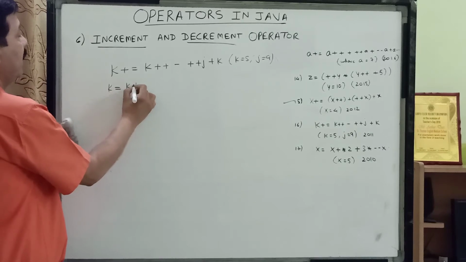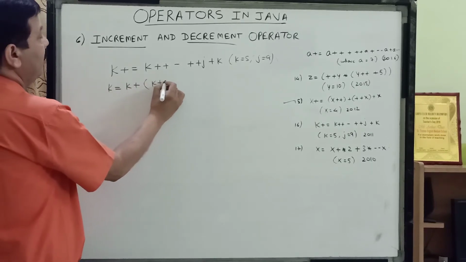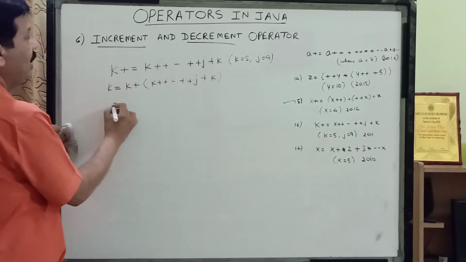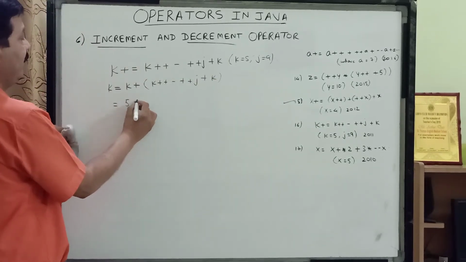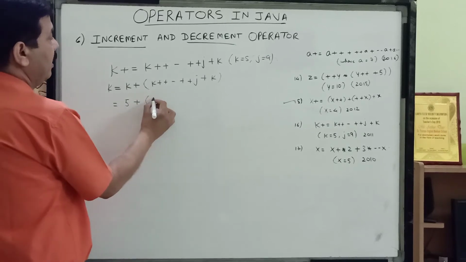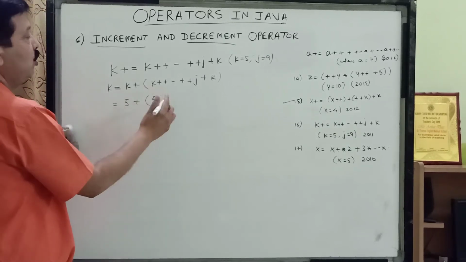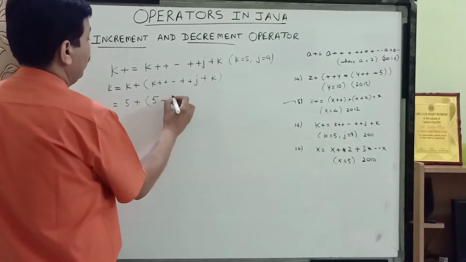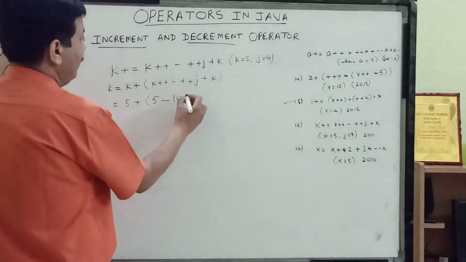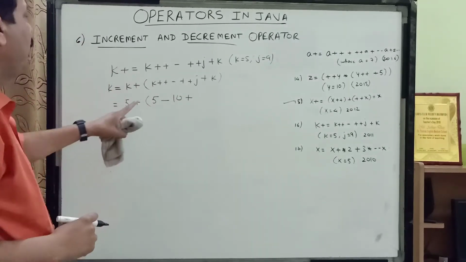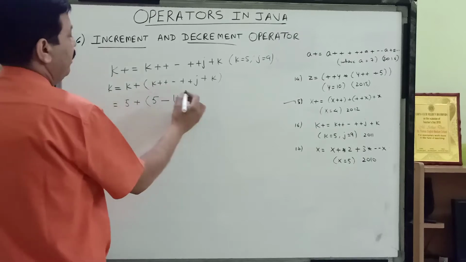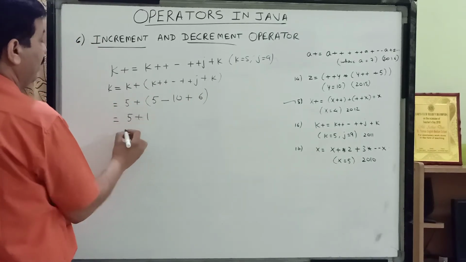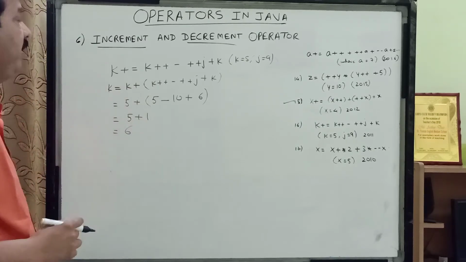So k is equal to k plus, and then k plus plus minus plus plus j plus k. So we'll put the values. K initial value is 5. Then we put a bracket. We'll use 5 since it is post. Then minus plus plus j, that means it is pre. So the value of j becomes 10. And then we'll say plus, and now its value becomes 6 because of this operator. So it is 5 plus 1. It becomes 6. This is how we evaluate it.